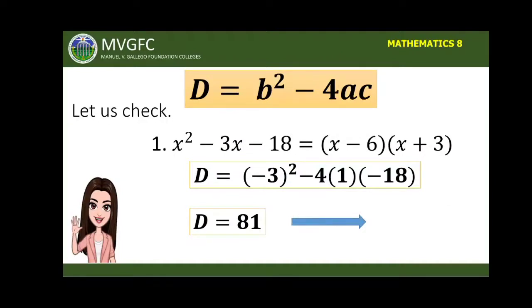And 81, when you find the square root of 81, that is equal to 9 because 9 times 9 or 9 squared is equal to 81. Kapag whole number na ganito at may specific answer siya, meaning to say, or whole number rather, meron siyang discriminant. So, your answer is factorable.